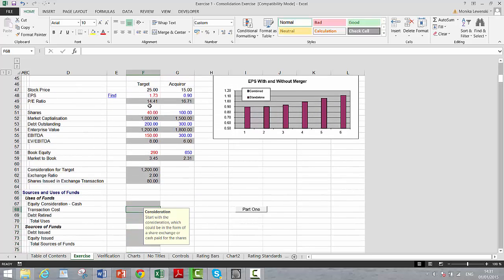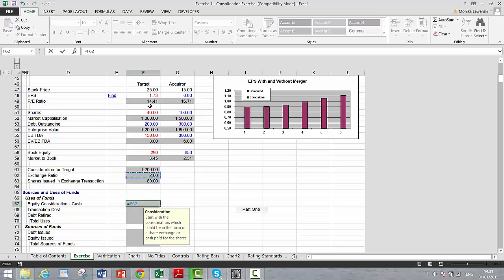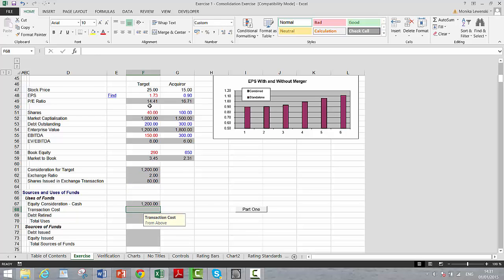So now let's put our equity consideration, how much we're paying for the company. Okay, we put that here. We put in our transaction cost.